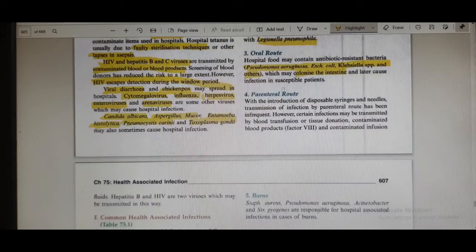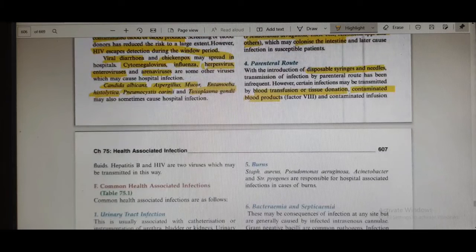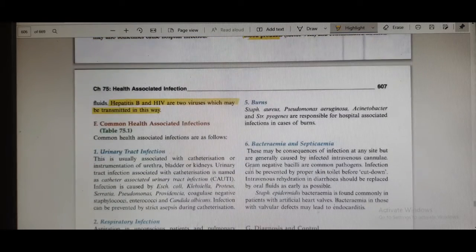Moving to the parenteral route, another mode of transmission. Usually, the adoption of disposable syringes and needles avoids the transmission of infection, but certain infections might be transmitted by blood transfusion or tissue donation, contaminated blood products, and contaminated infusion of fluids. HBV and HIV are the two viruses that are transmitted in this way. So these are the two viral infections that might cause hospital acquired infection.